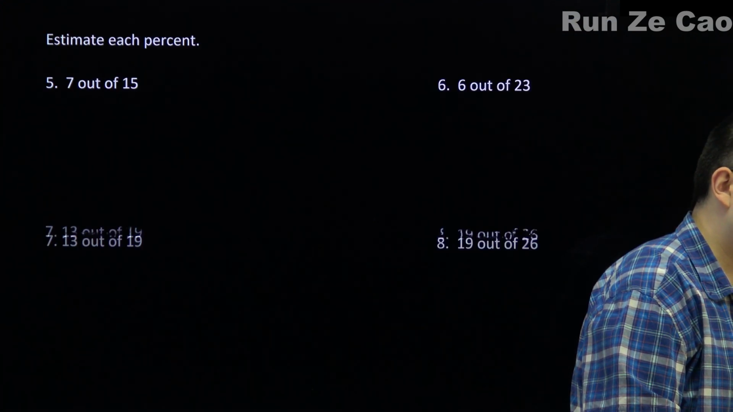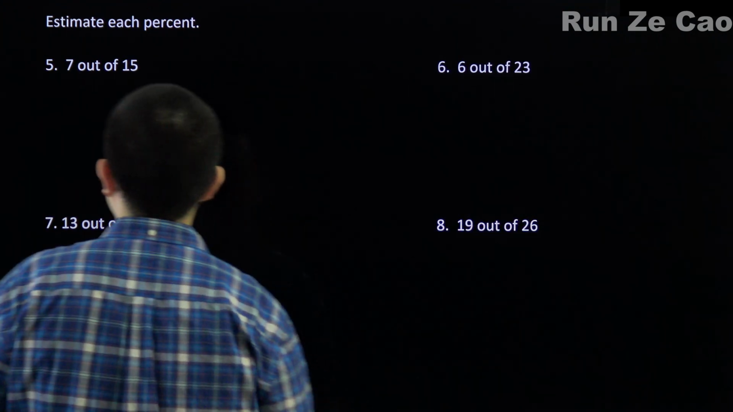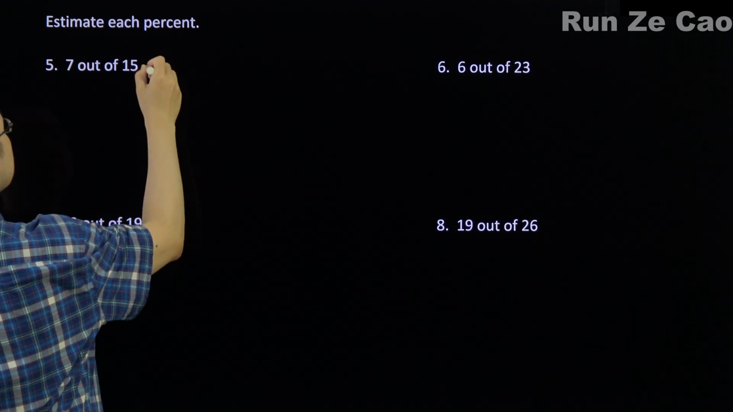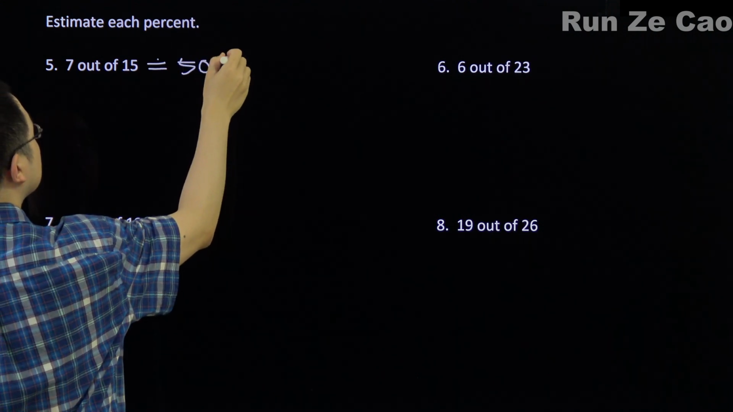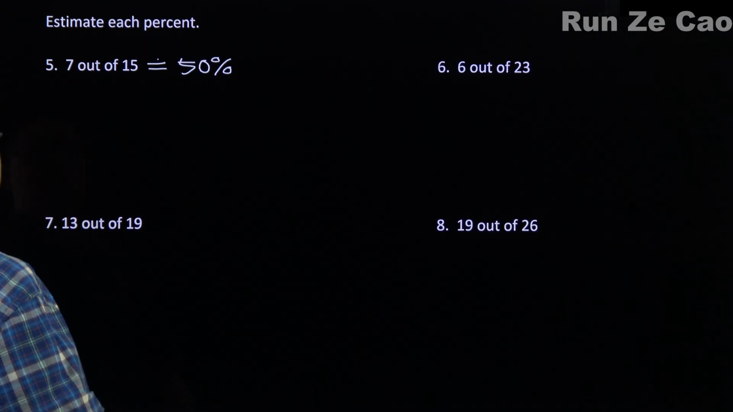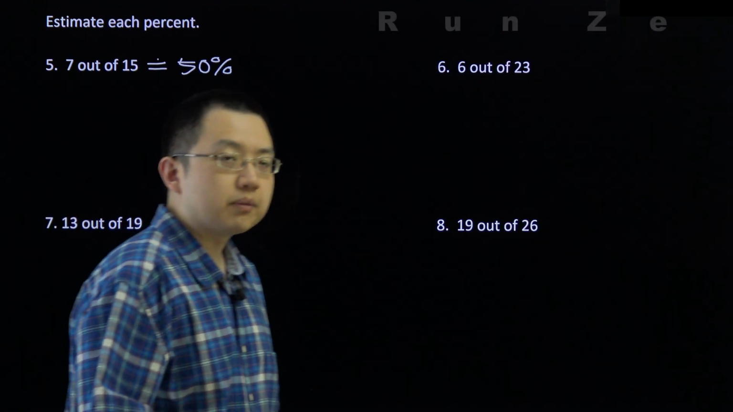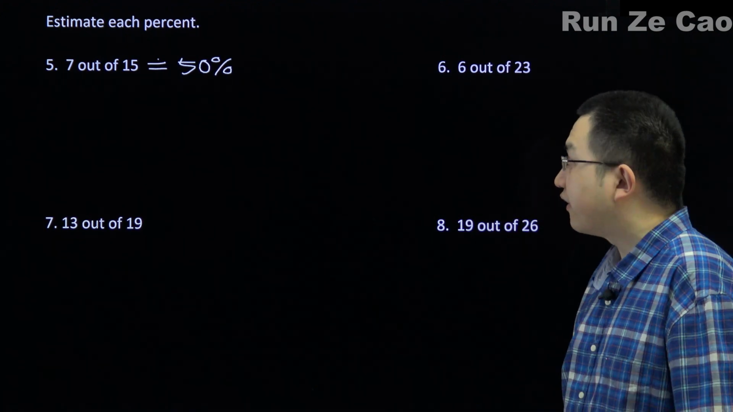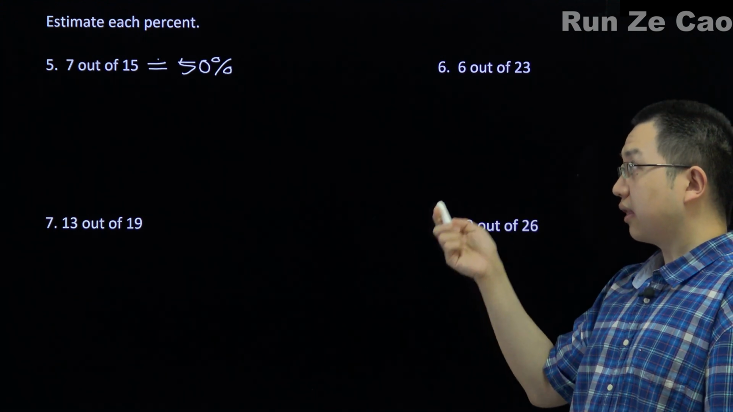So estimate each percent. 7 out of 15. 7 out of 15 is approximately 50%. I mean, it's a pretty rough approximation because 7.5 is an appreciable distance from 7 when it's out of 15. Because 0.5 over 15, that's 1 over 30, or 3.3, so 3 1/3%.